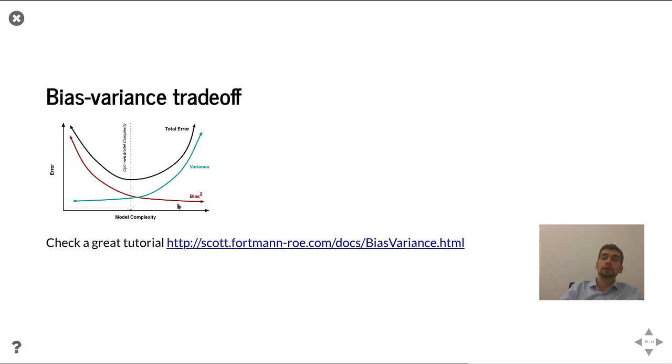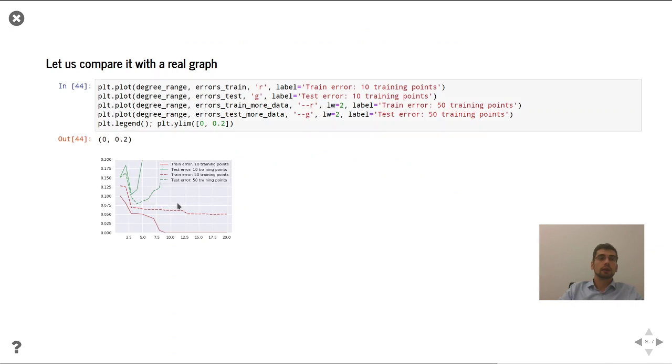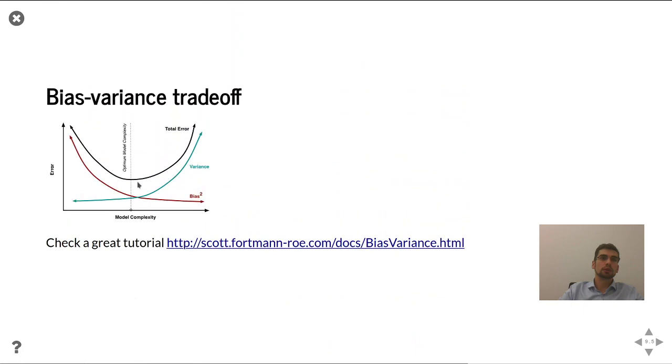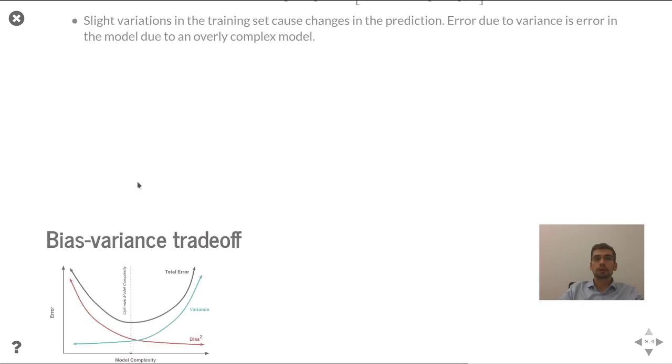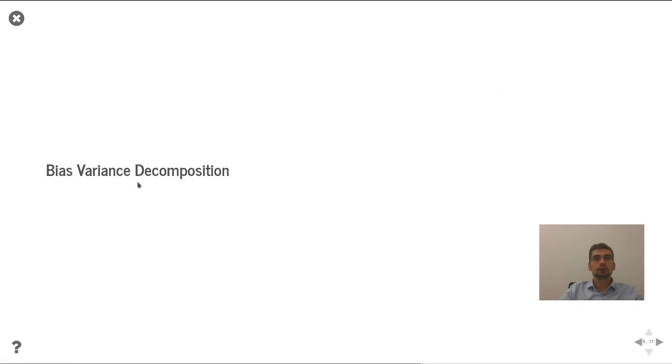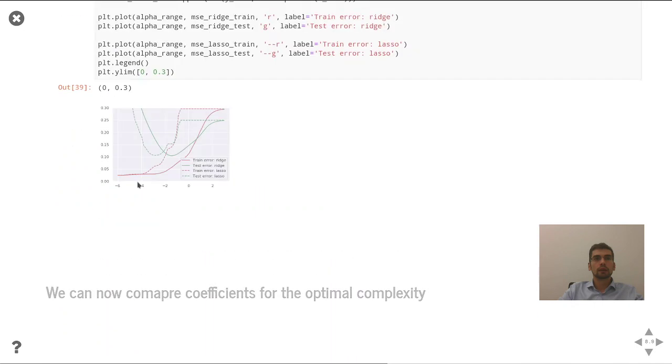We can compare this theoretical graph with a real one. This is, for example, the graph for our degree experiment. So here we modified degrees. These two green curves are similar to the black curve from this graph. So total error is more or less equal to the error on the test set. So we can see that, or we can check this experiment.